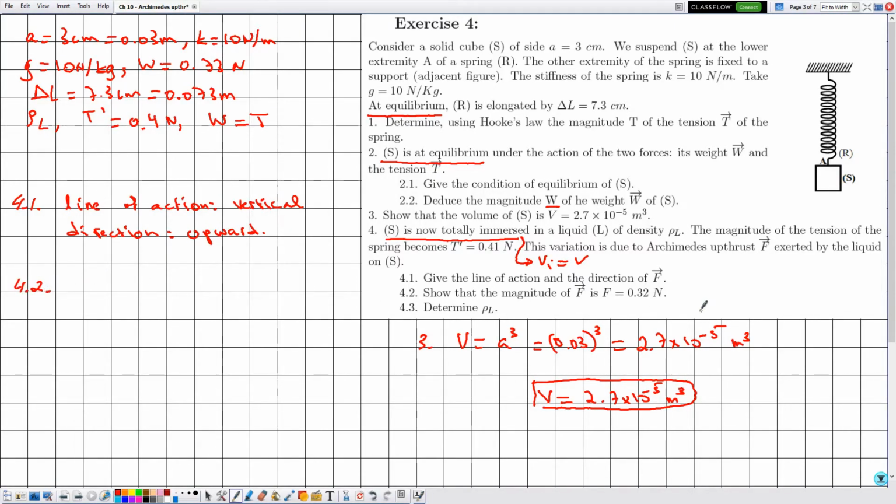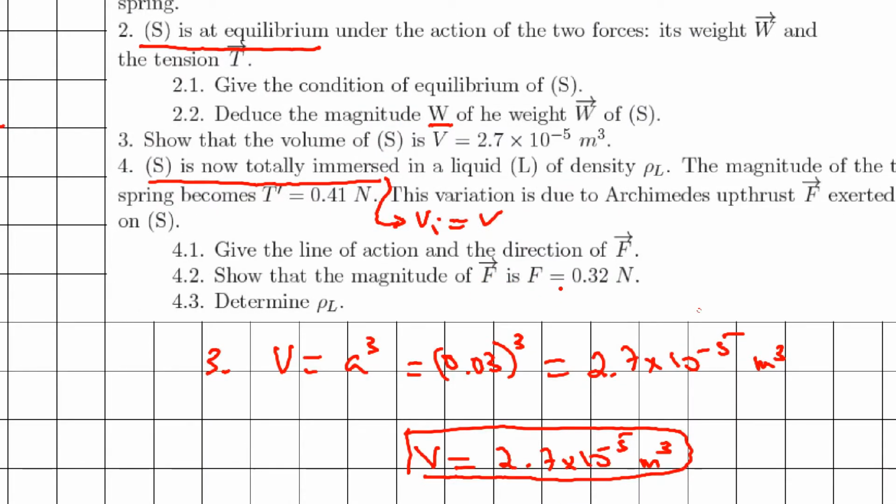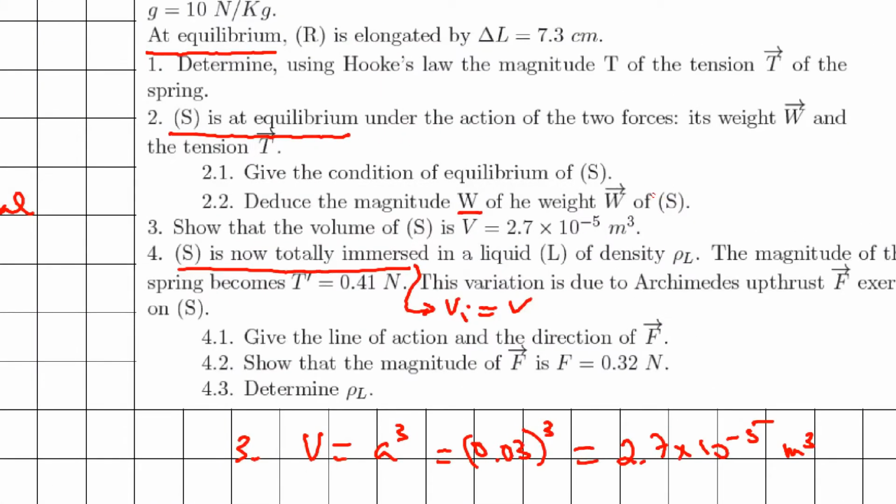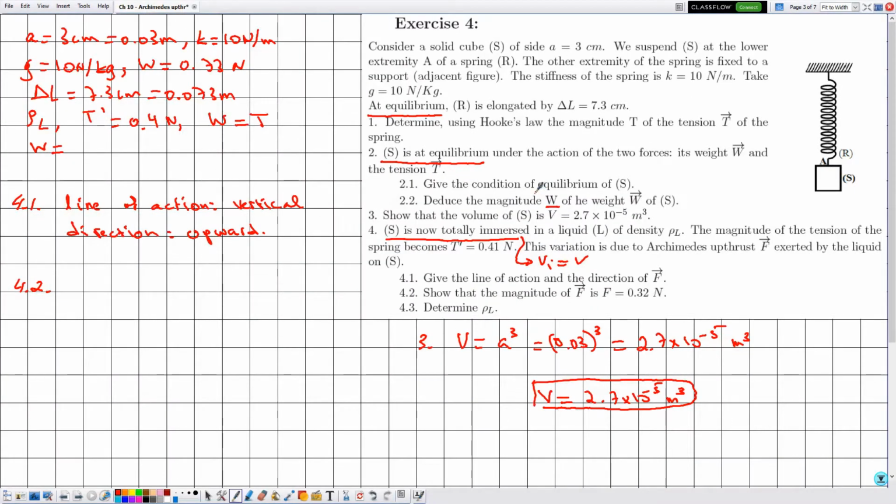4.2. Show that the magnitude of F vector is F equal to 0.3 newtons. So here they are asking me about the fourth property of the building, which is the magnitude. Here we have the value of the real weight. Notice that in 2.2 we have determined the value of the weight. Because this experiment was being performed in air, the value of the weight was given by 0.73 newtons, which is equal to the tension. And now they gave me the value of T prime, which is equal to 0.41 newtons.